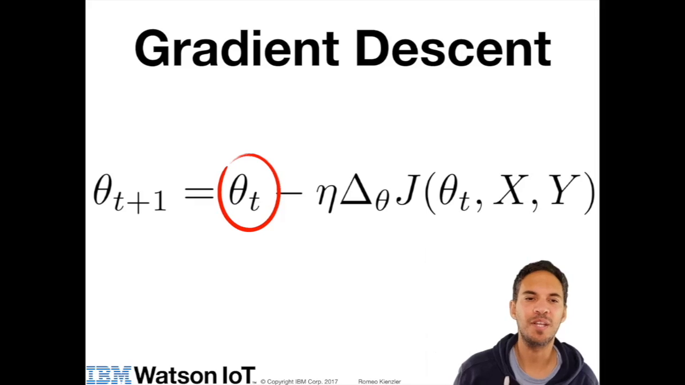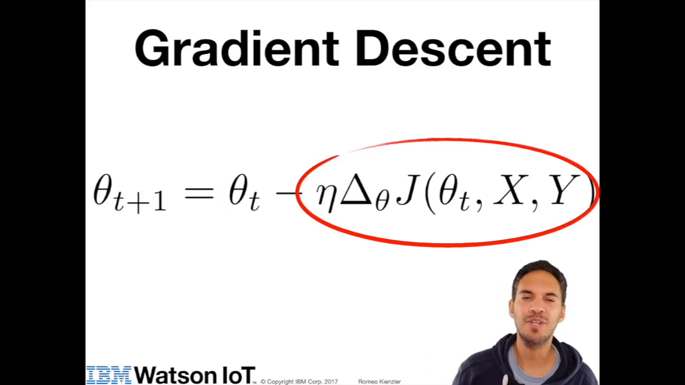So let's start with gradient descent as it is. So in gradient descent you update the weights theta by subtracting a value from it. So the value which you are subtracting is this one. So let's have a look how this is computed.